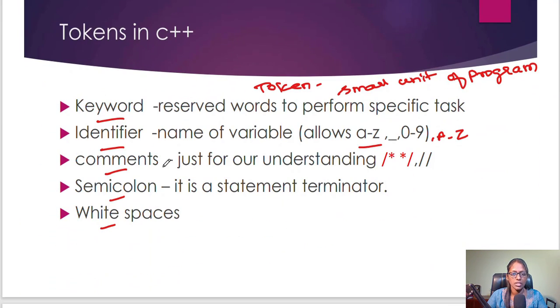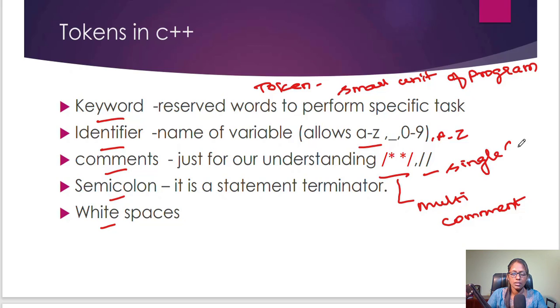And the next one is comments. It is just for user understanding, to explain what is happening, for example that a is the value of the student number or whatever it is. So you are just explaining the program in a comment line. Normally a comment starts with slash star and ends with star slash. Double slash is used for a single-line comment, and slash star is used for multi-line comments.